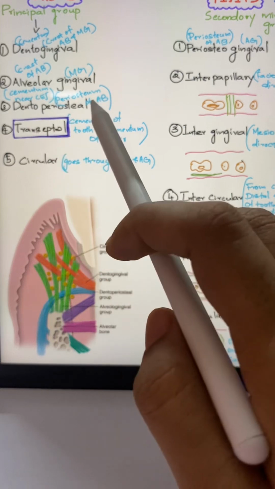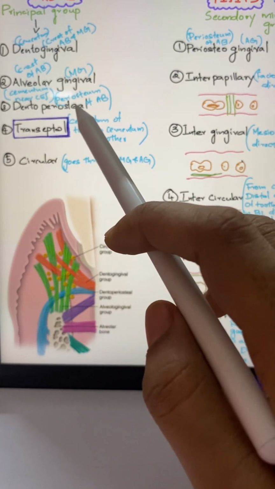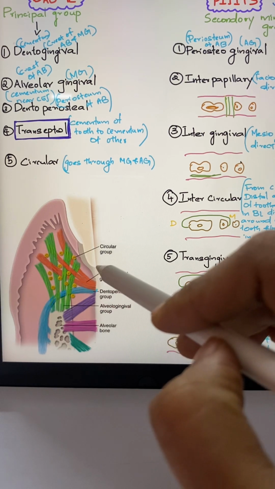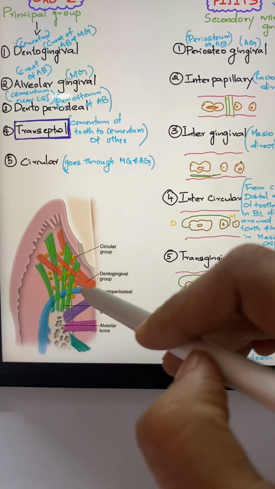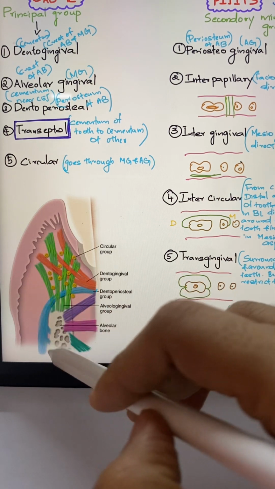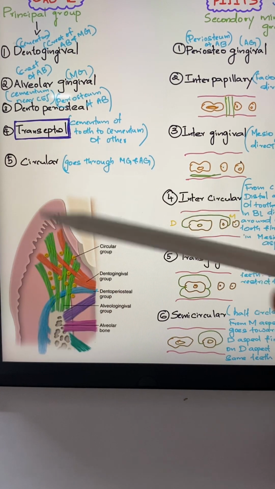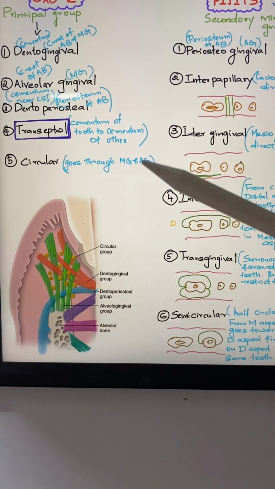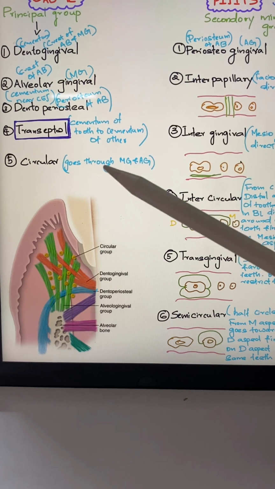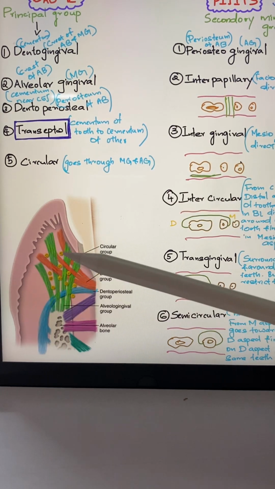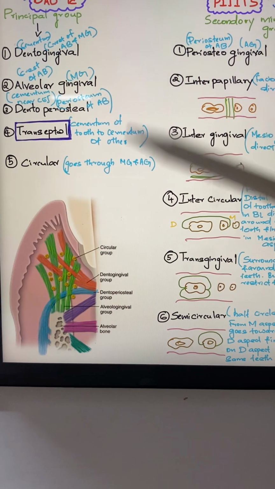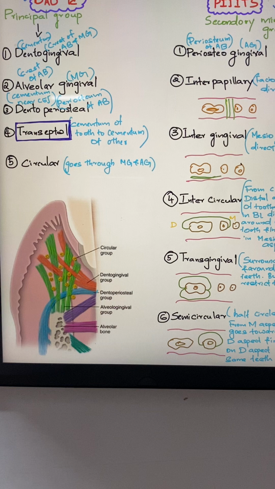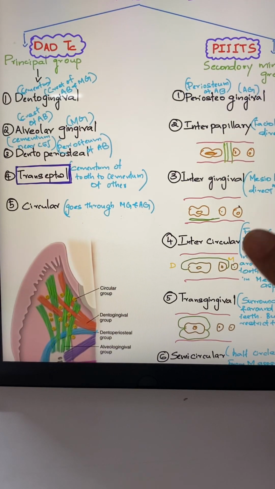And next is dentoperiosteal. Dentoperiosteal means they start from the cementum near the CEJ and then go to the periosteum of the alveolar bone. And next is transeptal. They go from the cementum of one tooth to the cementum of the other tooth. And circular, they go through the marginal gingiva and the attached gingiva. These five are the principal group of gingival fibers.